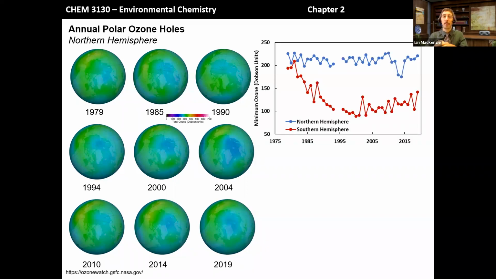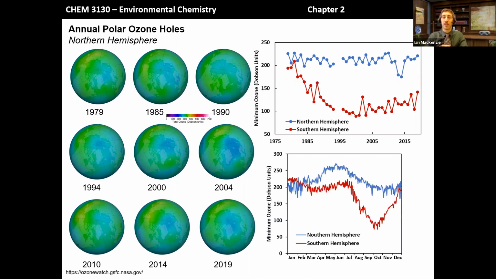If we make a quick comparison here, we see that the minimum ozone concentration in the Northern Hemisphere, shown in blue, really has remained pretty constant over the past 30 years, unlike that in the Southern Hemisphere. And if we compare on a monthly cycle throughout the year, we can see that both the northern and southern hemispheres experience this loss of ozone in the later months of the year, but it's not nearly as significant in the northern hemisphere as it is in the southern hemisphere.